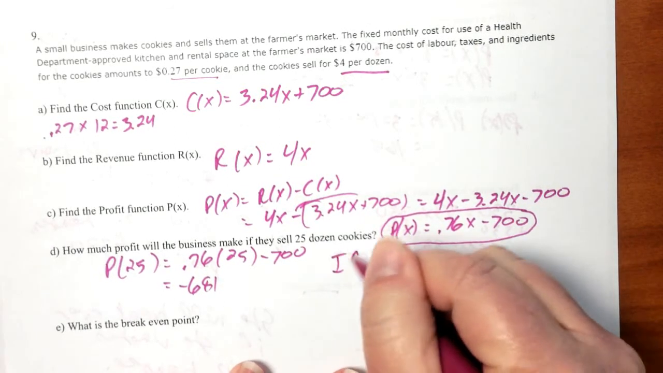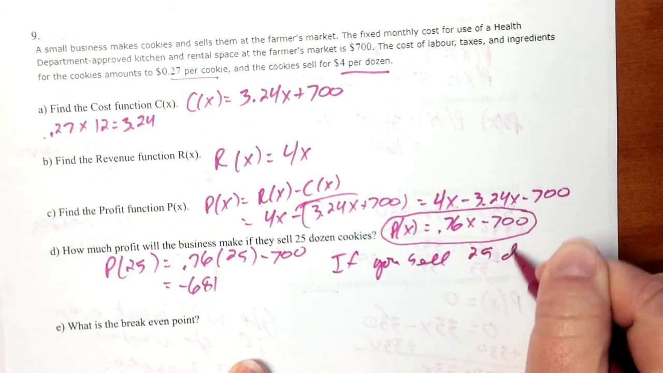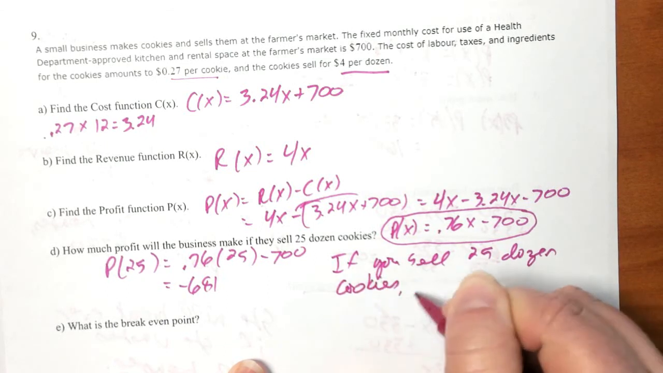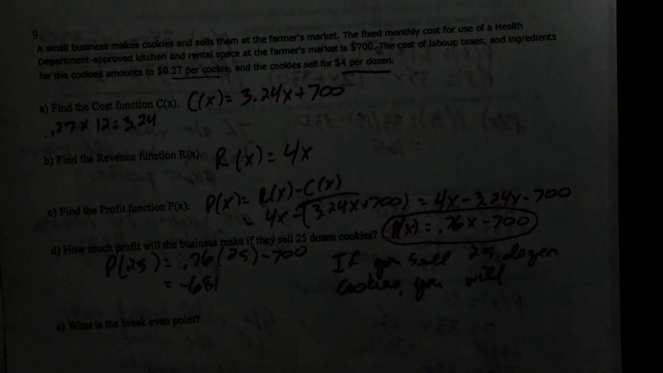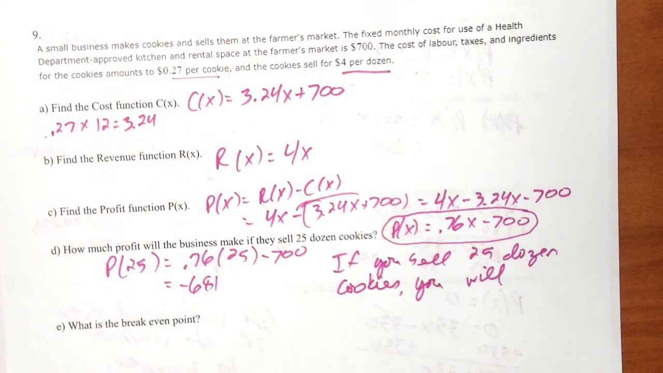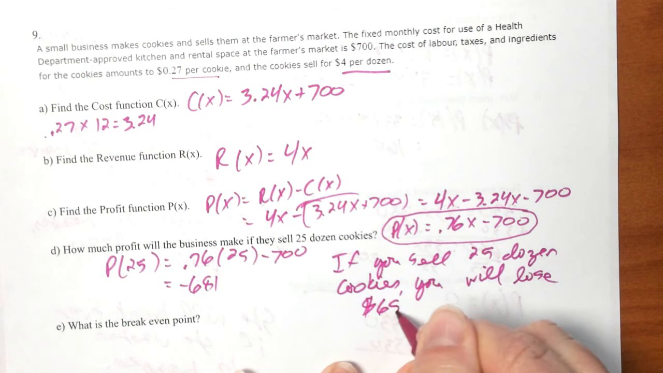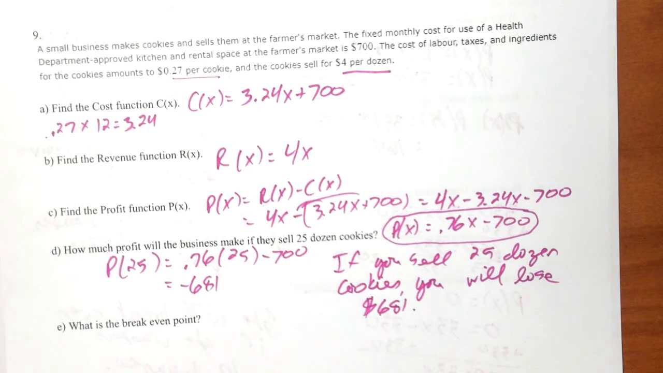So that means if you sell 25 dozen cookies, you will lose $681. So that would not be good. That means we need to sell more than 25 dozen if we're going to make money, okay?